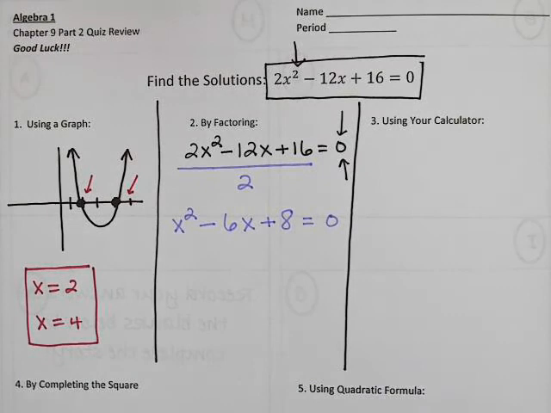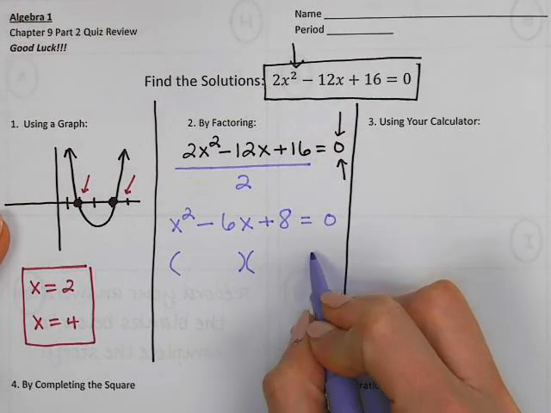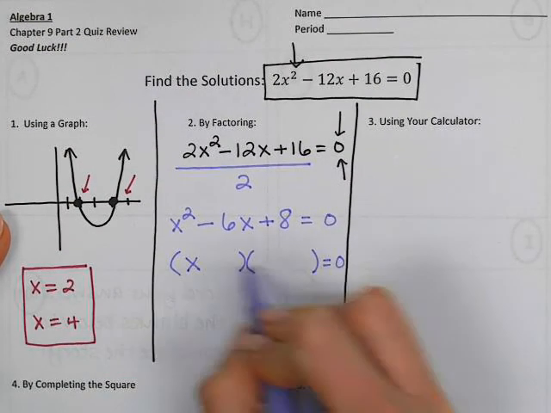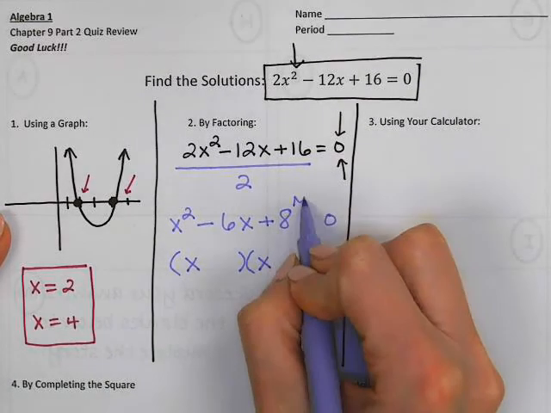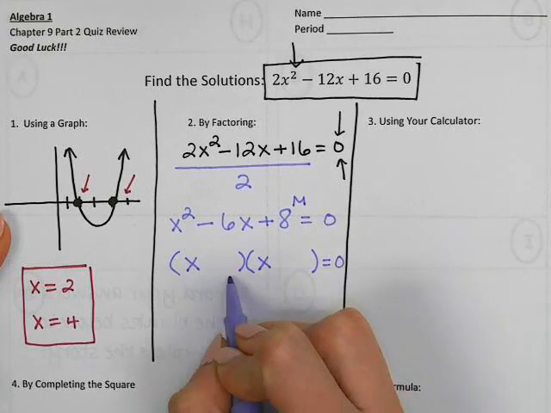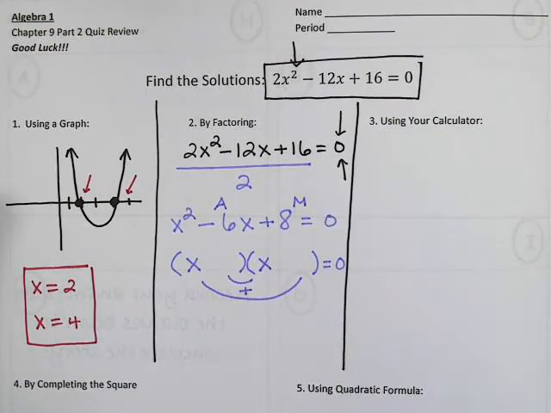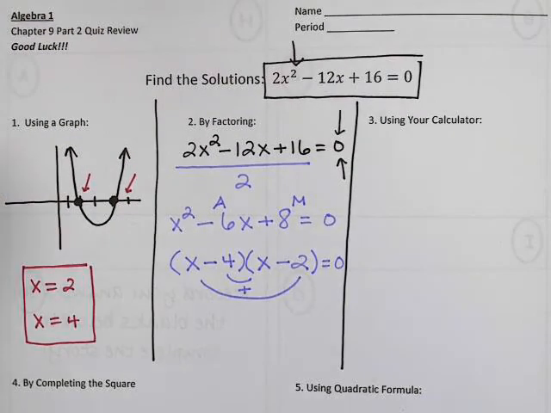And now this is a trinomial. So trinomials I factor by guess and check method. So we need an x and an x. And then we need two numbers that multiply to 8, but the inners and the outers add to negative 6. So what are two numbers that multiply to 8 but add to negative 6? And it should be negative 4 and negative 2.